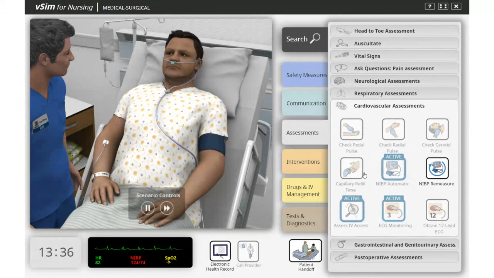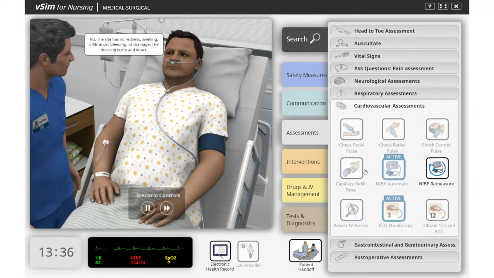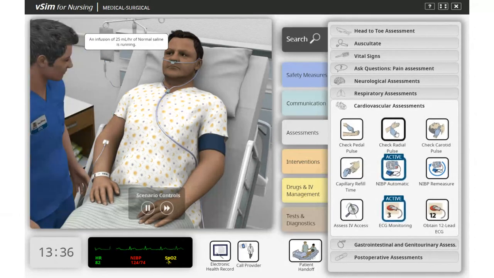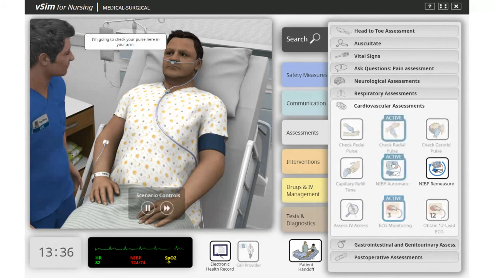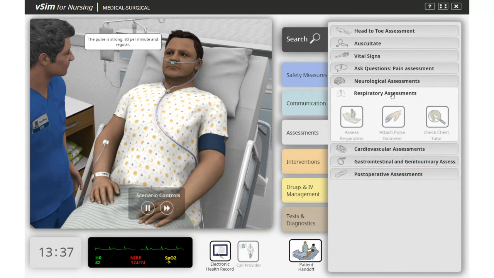Okay. Is something wrong? No, the site has no redness, swelling, infiltration, bleeding, or drainage. The dressing is dry and intact. An infusion of 25 milliliters per hour of normal saline is running. I'm going to check your pulse here in your arm. The pulse is strong, 80 per minute and regular.